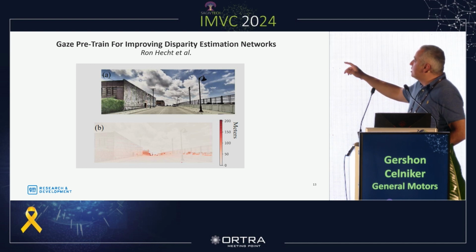So in this example, you can see there's a road, there's a warehouse in the Detroit area, and we can see here quite a map of the depth, and we can see the objects that are really, really far, and we can see the closer objects. And this model is based on the eye gaze data.